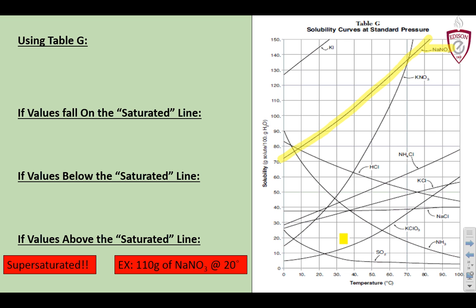So now 20 degrees, 110 grams. Take 20 degrees, follow it up to 110 grams, playing Battleship. You missed, you did not sink my Battleship. But notice, this particular point is above the saturation line. That's what tells me I am supersaturated. And the question will become, how much falls to the bottom when it gets saturated? And guess what? Hint, hint, it's going to be the difference between those two points. Excellent.